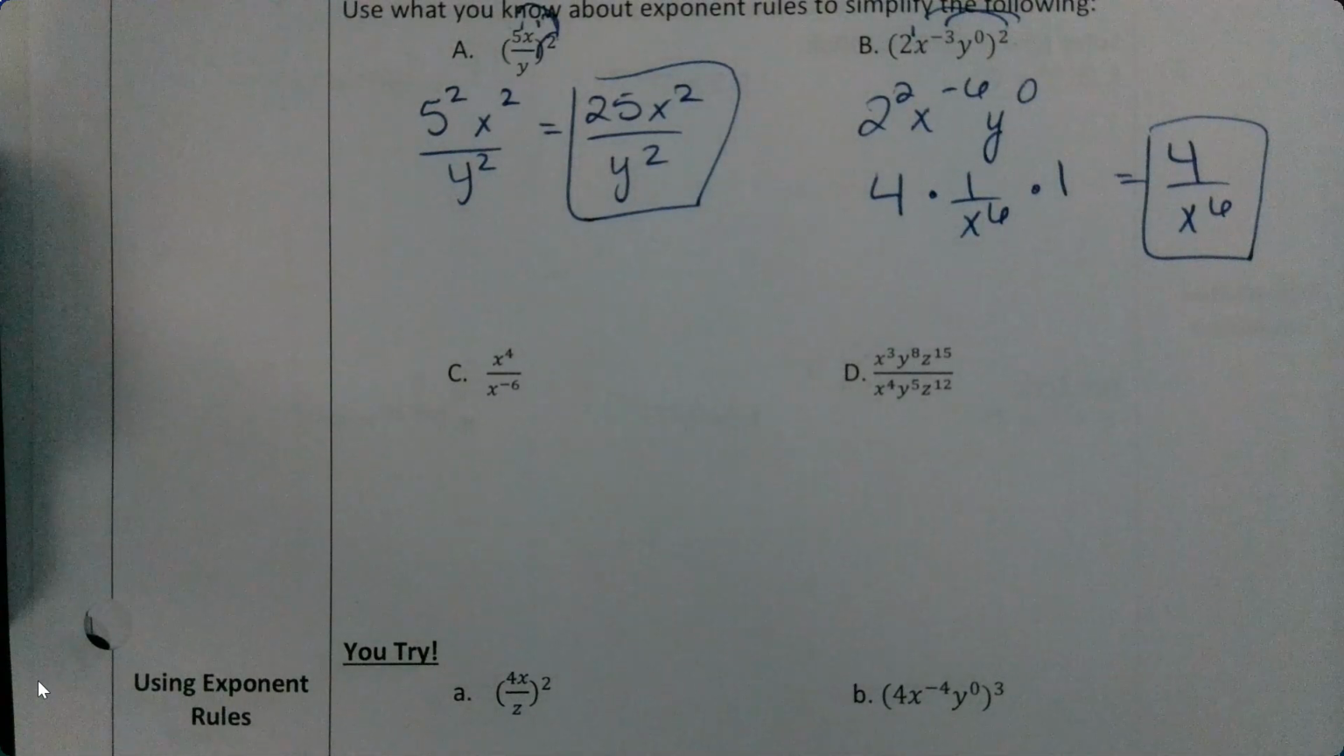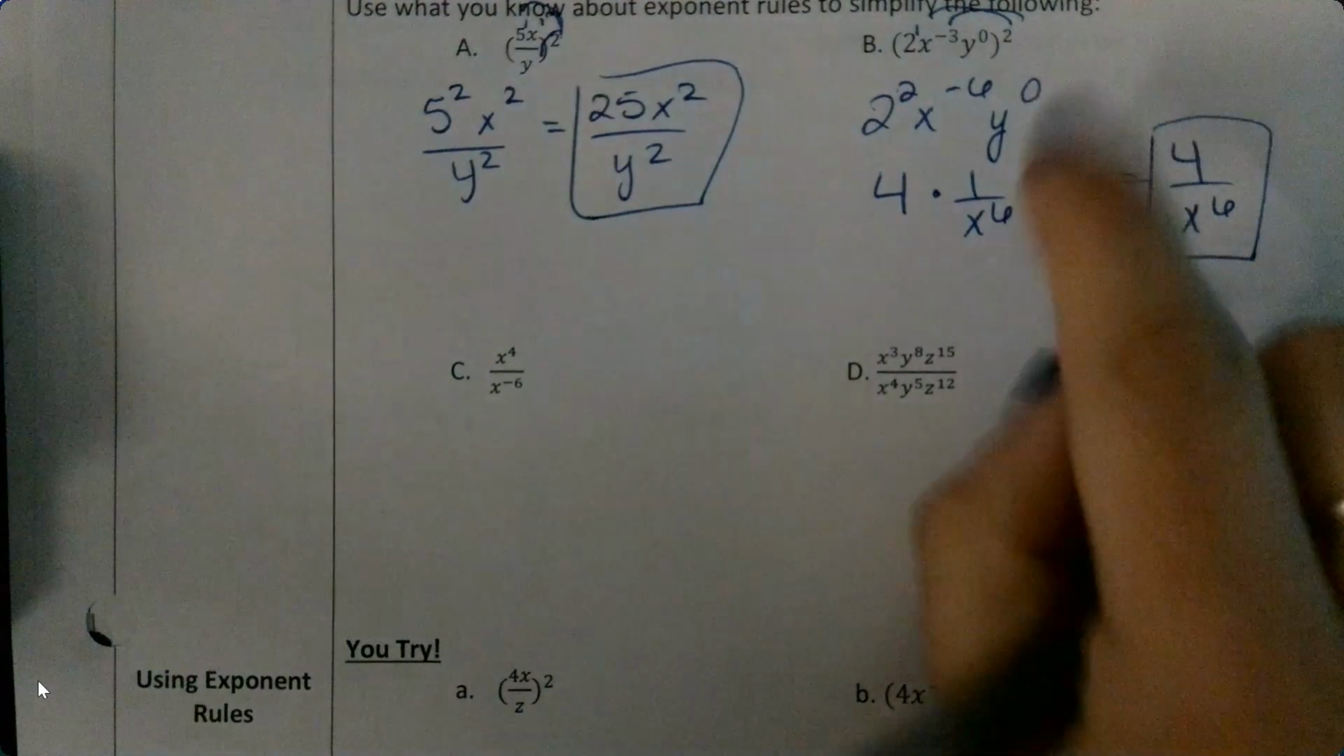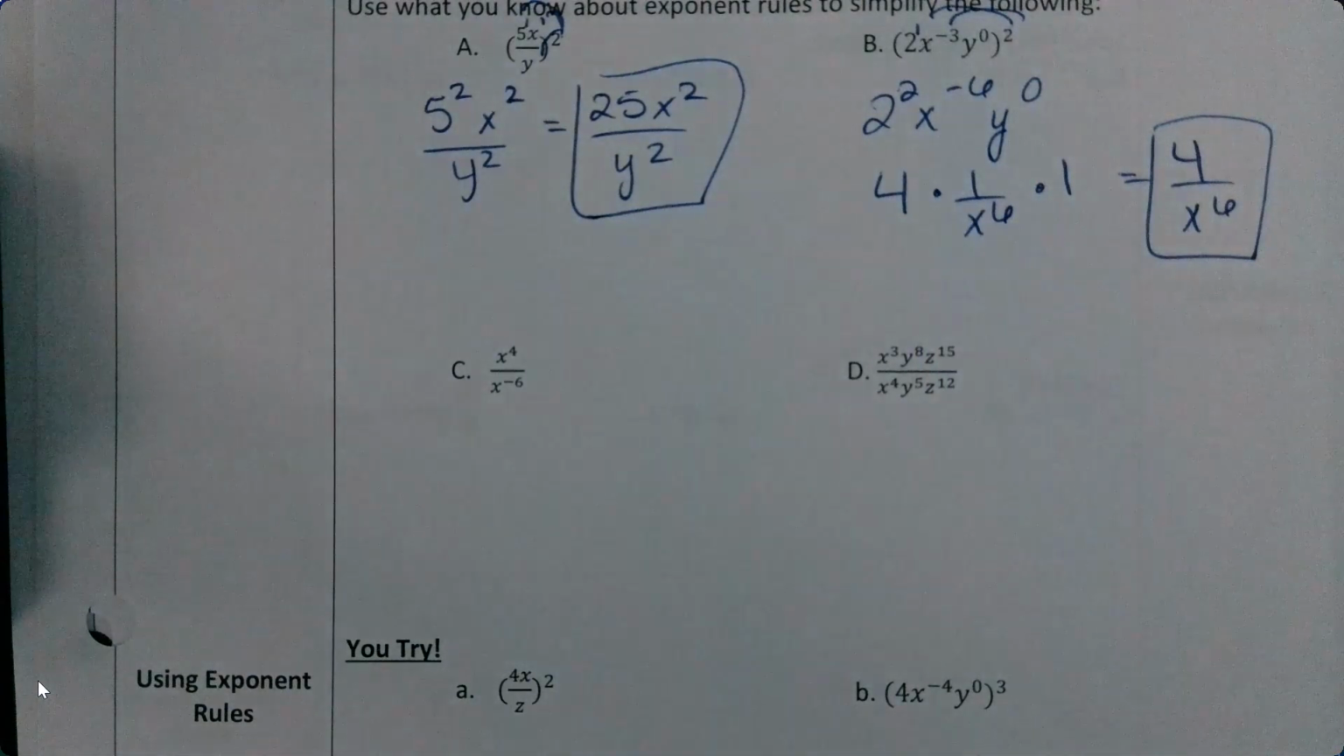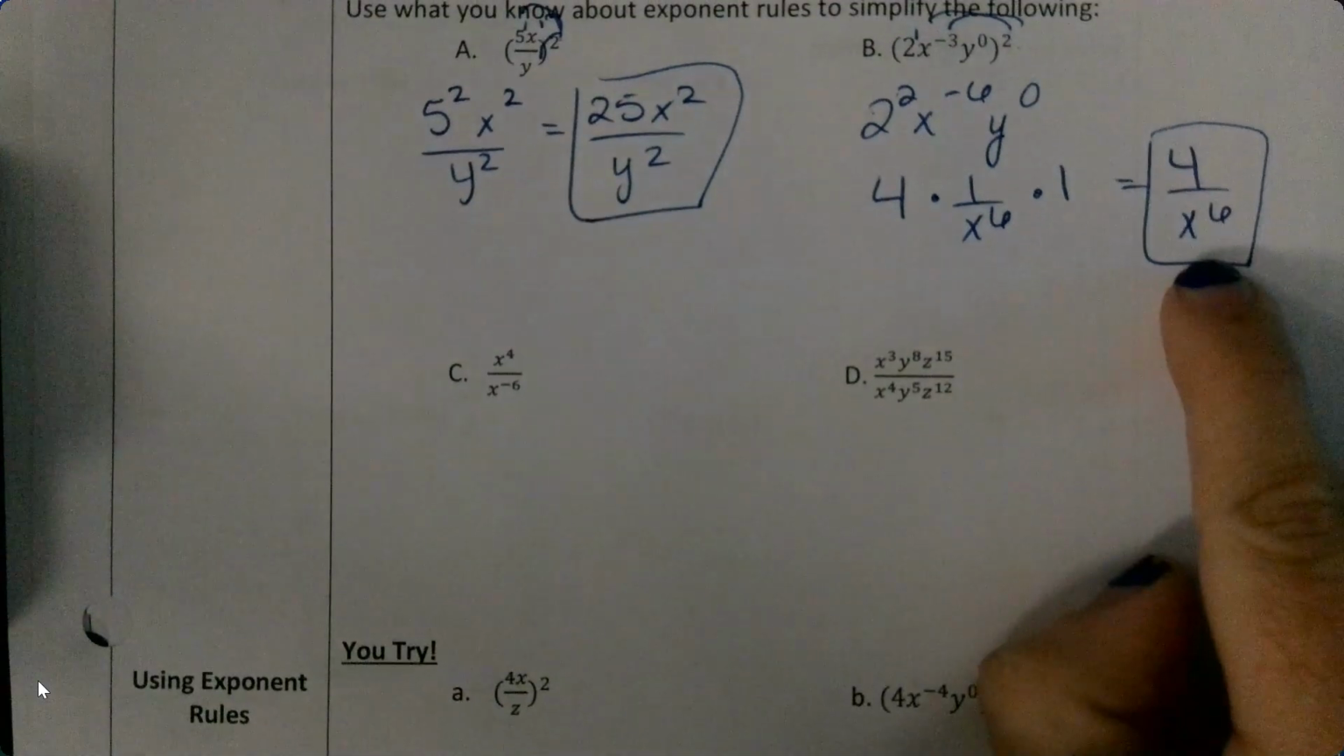Why is it a fraction? Because the x had a negative exponent. That turns it into a fraction when it has a negative exponent. Yeah, it's just x to the 6 on the bottom.